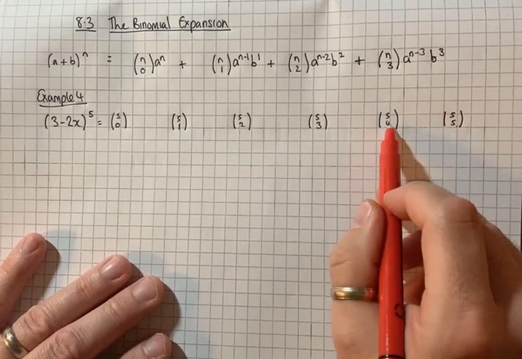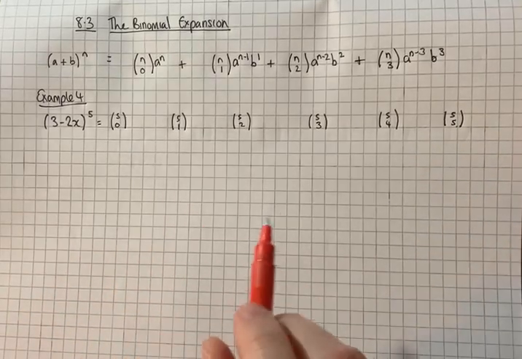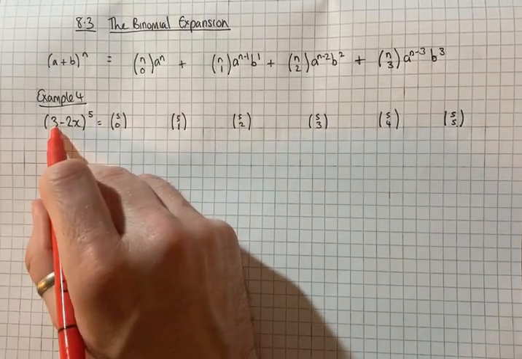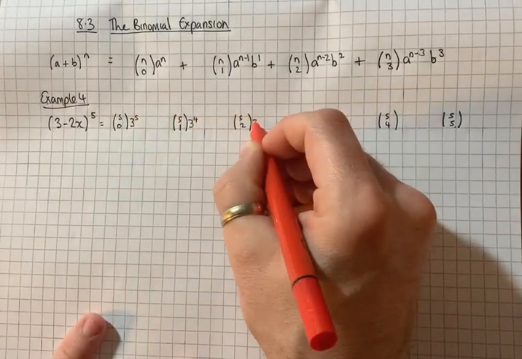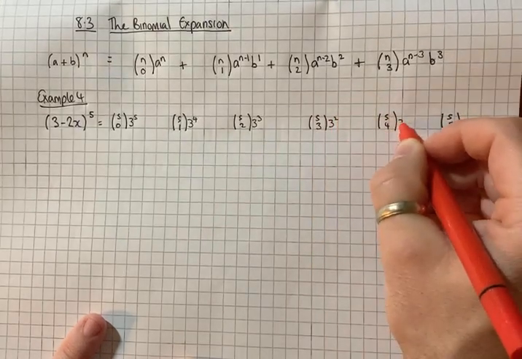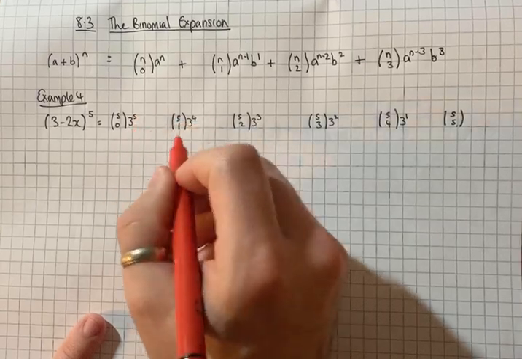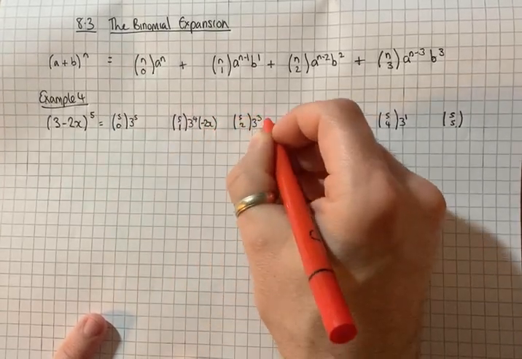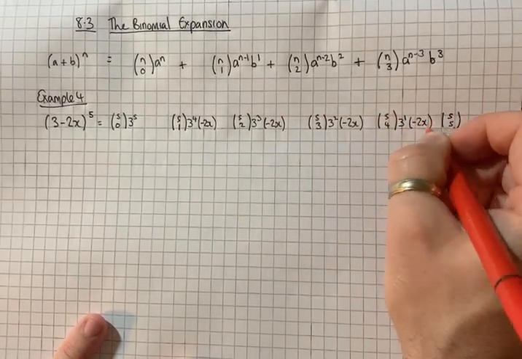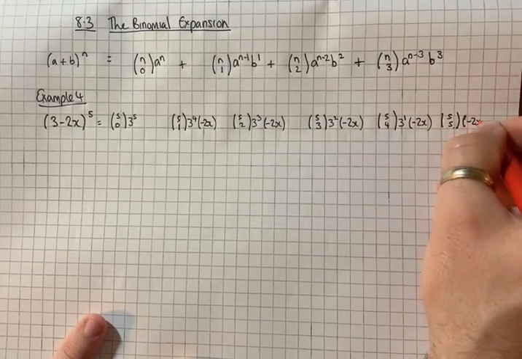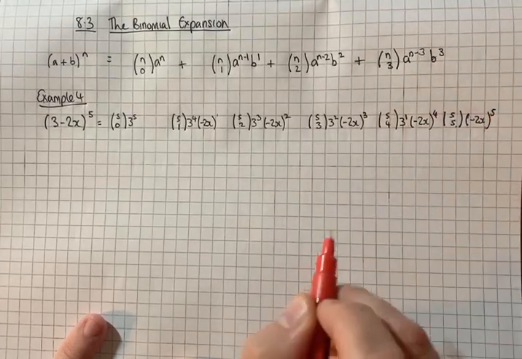And again, that'll be a 1, that'll be a 5. And these two will be the same, so I only need to actually work out one of them. And we worked out what 5 choose 2 was in the second lesson. Now if I do the first term, so that's going to be 3 to the 5, 3 to the 4, 3 to the 3, 3 to the 2, 3 to the 1, 3 to the 0, which is just 1, so ignore that. Minus 2x to the 0, so ignore that. Minus 2x, minus 2x, minus 2x, minus 2x, minus 2x, power 1, power 2, power 3, power 4, power 5.